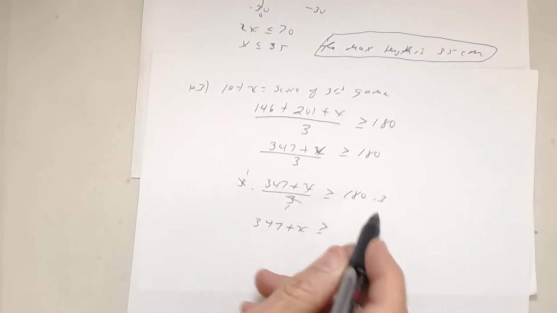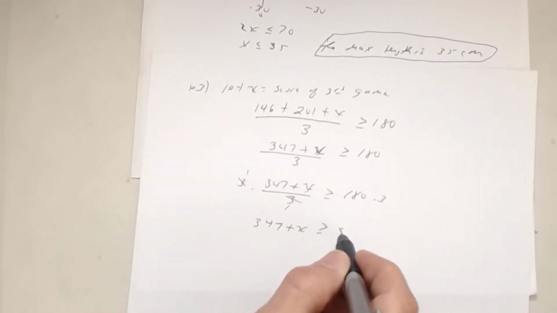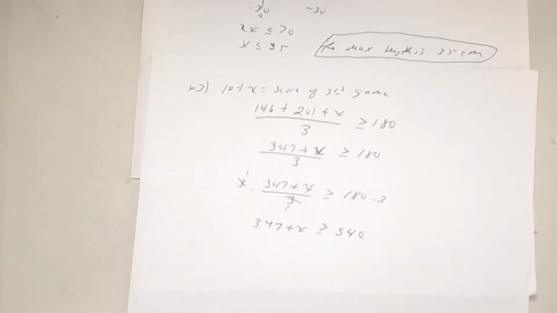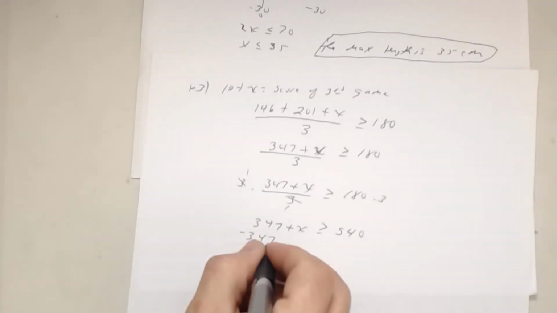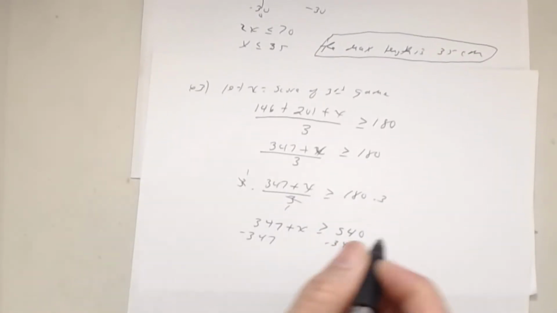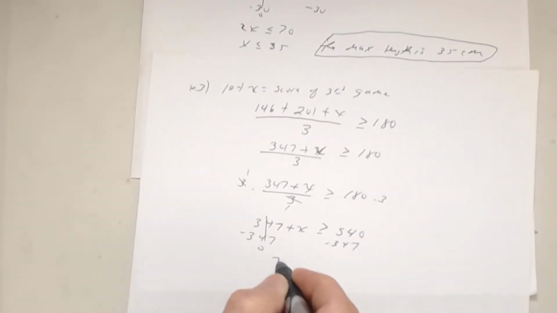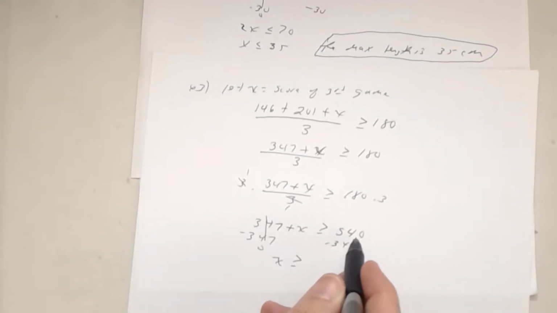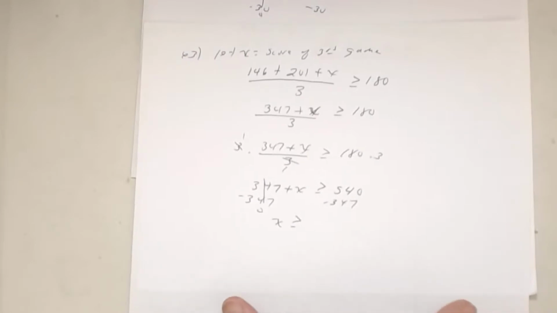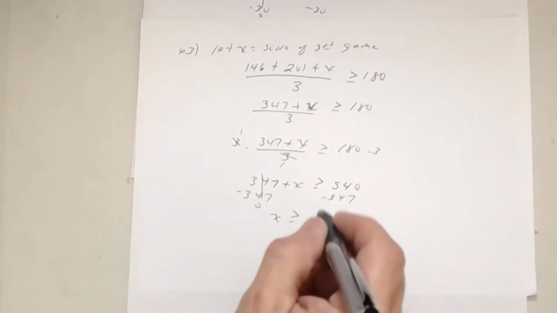Okay. And 180 times 3? 540. Okay, what's the next step? Subtract 347. And combine terms, I get x is greater than or equal to 540 minus 347. 193.